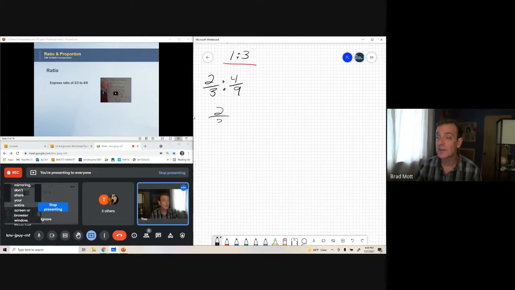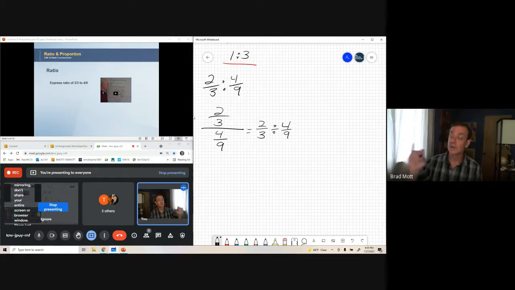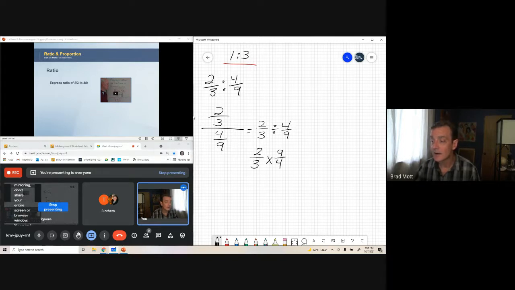So let's rewrite this as 2/3 over 4/9. That's still a little sketchy, right? So let's write it as 2/3 divided by 4/9. Now this should start snapping into focus. To solve that, we need to multiply by the inverse of the second term. So let's rewrite this as 2/3 times 9/4. And now we're ready to solve it.